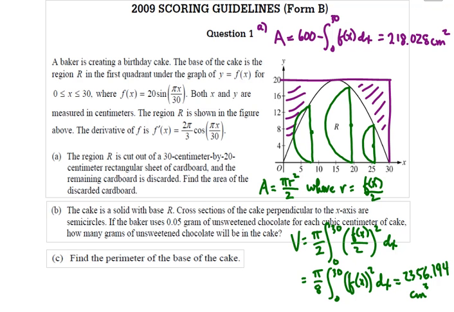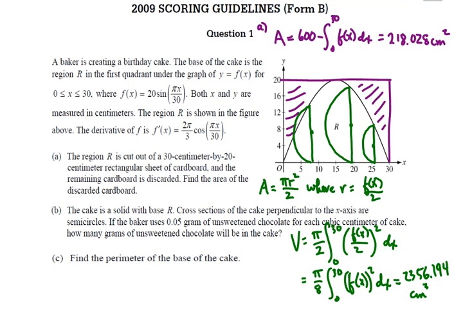Okay, then what we're looking for in part C of this problem is the perimeter of the cake. In order to do the perimeter of the cake, we're going to need that line segment along the base, which of course is just 30 units or 30 centimeters. And then we're going to need the length of that sine curve segment from x equals 0 to x equals 30. And the way that we're going to do it is by using the length of a curve.